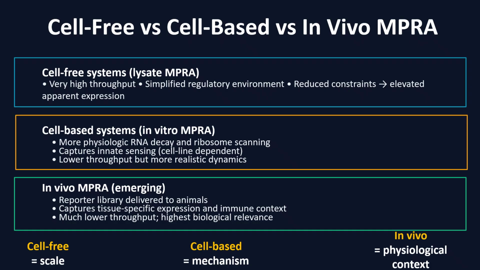So what we need to understand is that these systems are not interchangeable. They form, kind of a hierarchy. Cell-free gives you scale. Cell-based tells you about mechanisms a bit more, and then in vivo provides reality. So practical MPRA pipelines, obviously need to use all three.